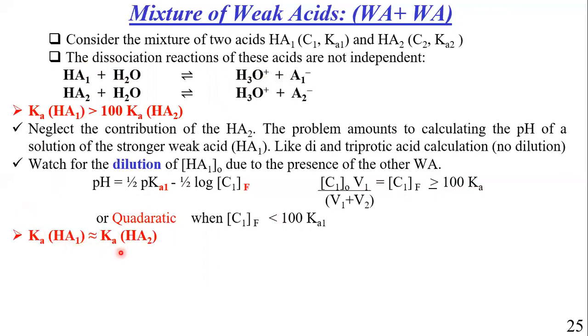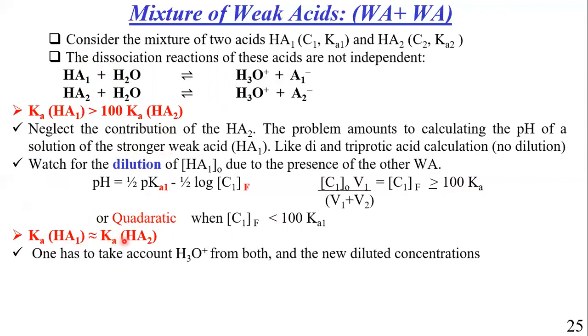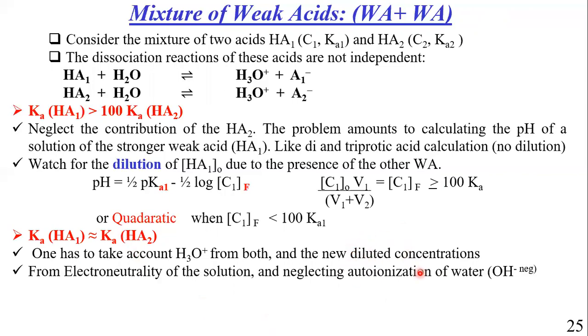What about if the two Ka values are close? In other words, neither one of them is 100 times more than the other. Actually, when they are close to each other, then we have to consider that the H3O plus comes from both acids, but both acids also have become diluted. In order to get an equation for this, we actually have to look at the electroneutrality of the solution. That's the easiest way to get this type of calculation of a pH.